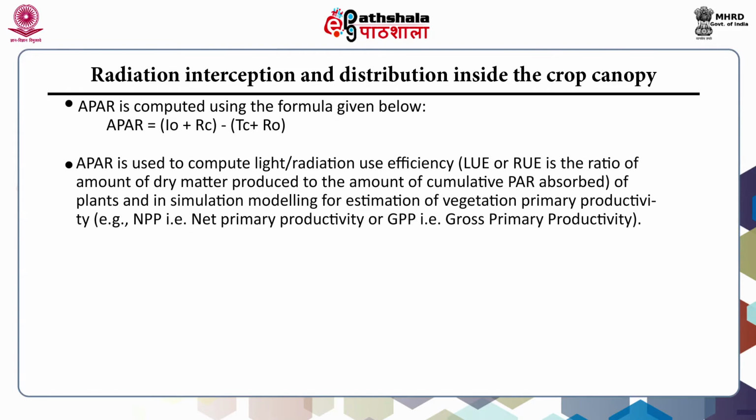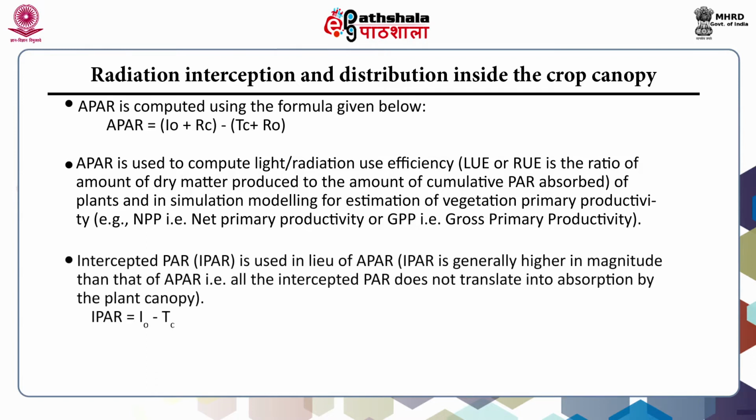APAR is used to compute the light use efficiency or the radiation use efficiency. It is the ratio of amount of dry matter produced to the amount of cumulative PAR absorbed by the plants, and in simulation modeling for estimation of vegetation primary productivity, that is NPP, net primary productivity, or GPP, which is gross primary productivity. For the operational convenience of the measurement, sometimes intercepted PAR, that is IPAR, is used in lieu of APAR.